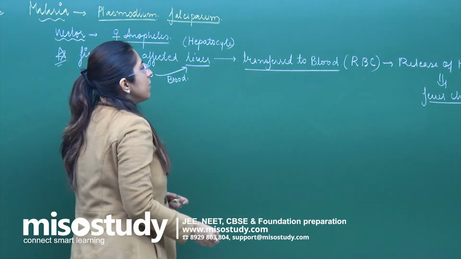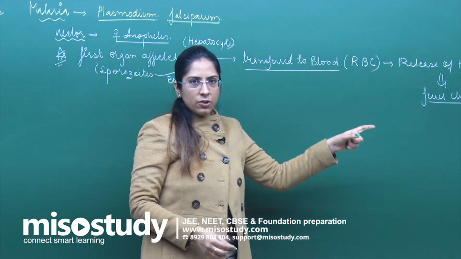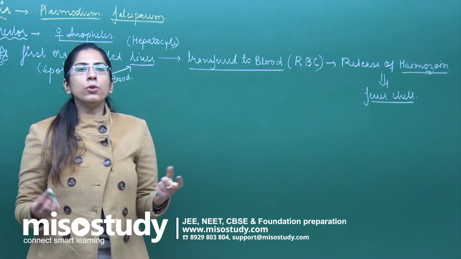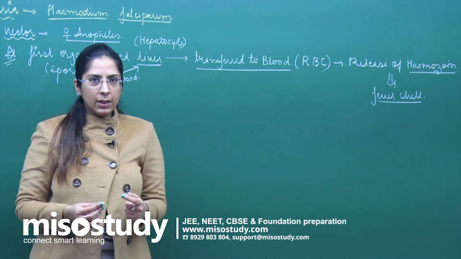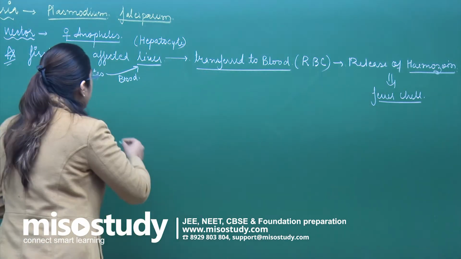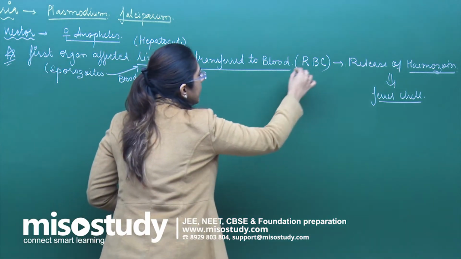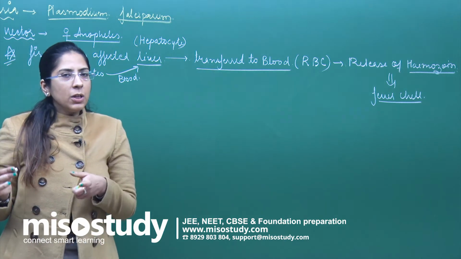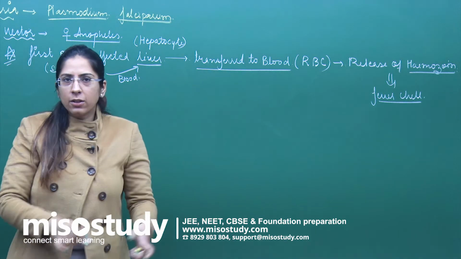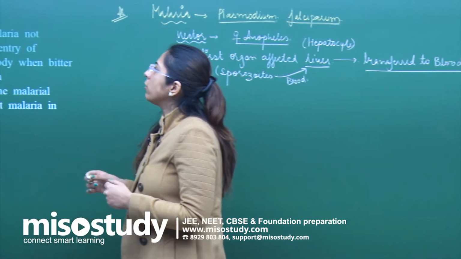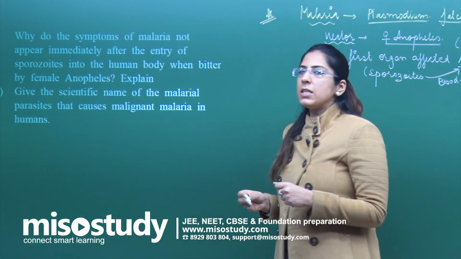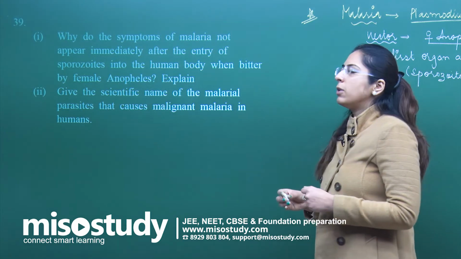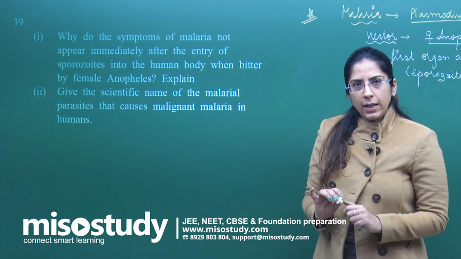From hepatocyte it migrates to blood, it causes destruction over there, the number of RBC decreases, they release hemozoin due to which we feel fever and chill, right. So it takes time before the release of hemozoin and the symptoms will appear. So symptoms appear after some time, right. Now come back to the question again. Why do the symptoms of malaria not appear immediately after the entry of sporozoites into the human body when bitten by female anopheles, right? Is it clear?